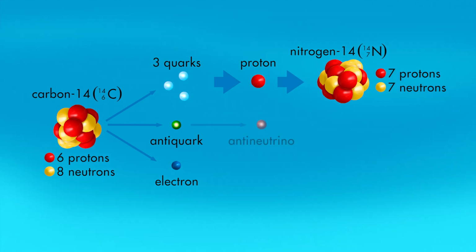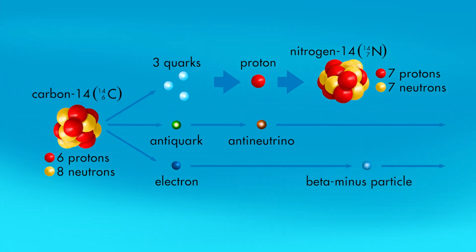The antiquark becomes an antineutrino, which continues to move away from the nucleus. The electron that was ejected from the nucleus becomes a high-speed beta particle called a beta minus particle. The nuclear radiation of a beta minus particle is beta minus radiation. Beta particles are much smaller than alpha particles, so they travel much faster, have greater ionizing ability, and they have a higher penetrating power than alpha particles.